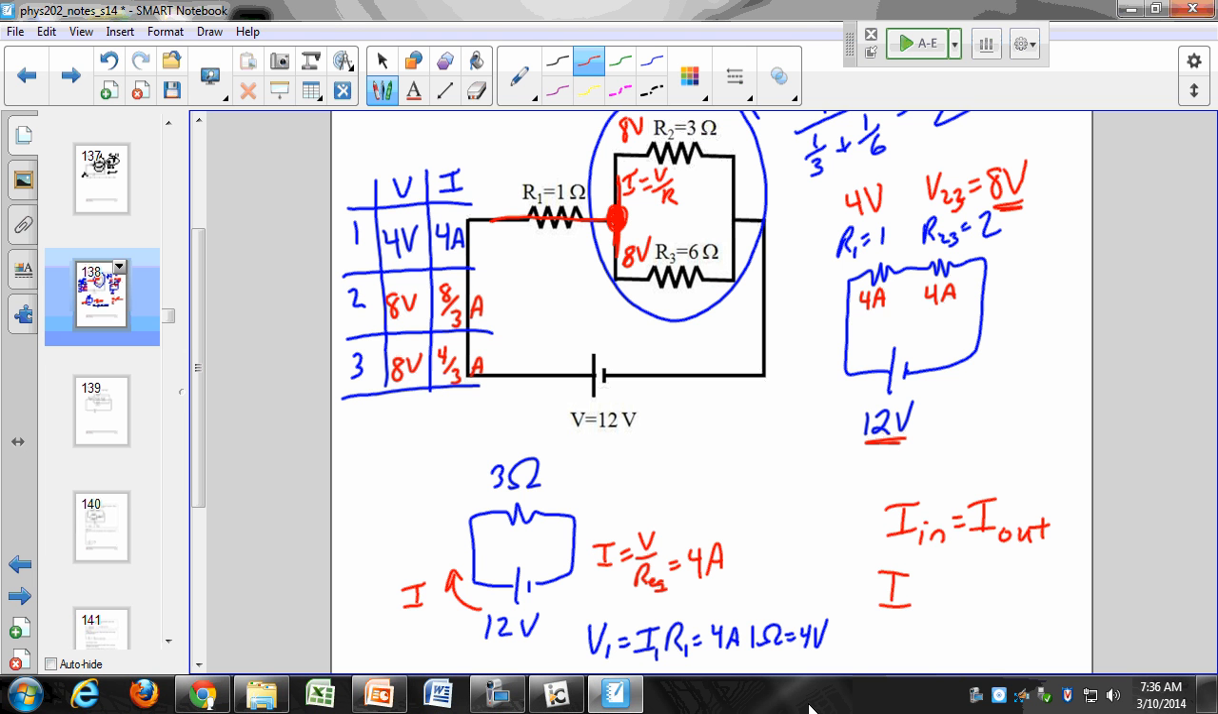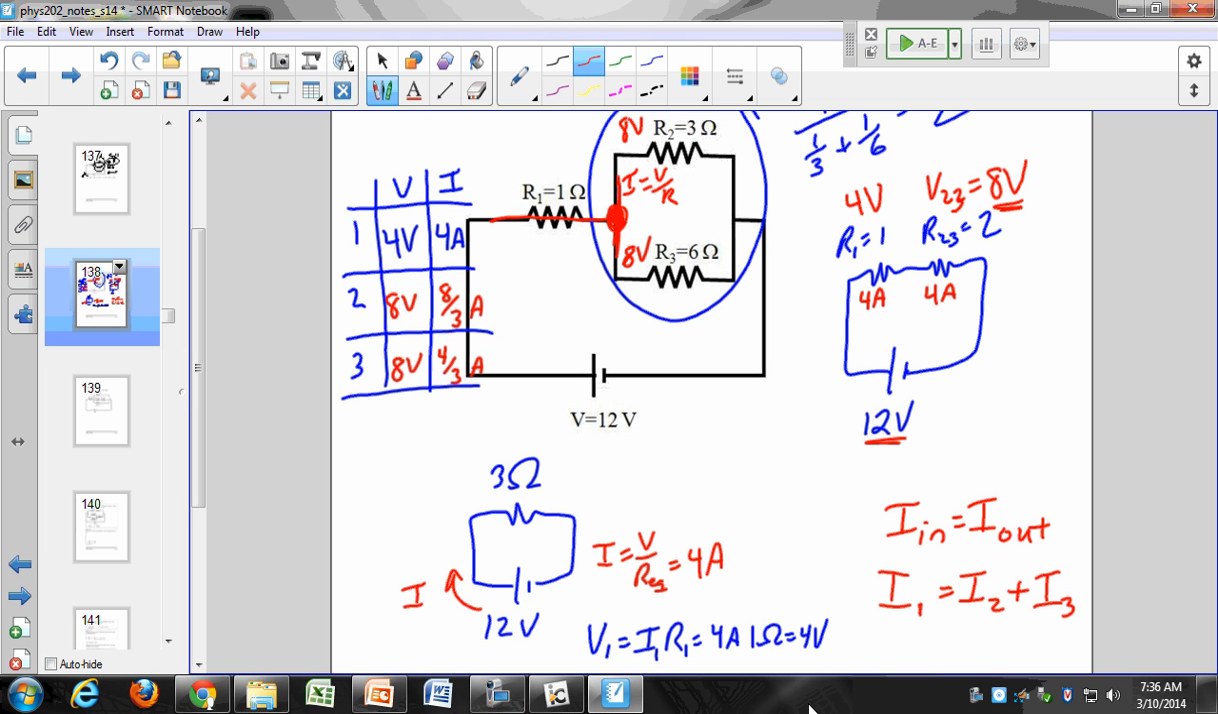Which current is going into that junction? 4 amps, right. I'm going to call it I1. And then that's going to equal the outgoing currents. Which currents are those? Right, I2 and I3. So I1 should equal I2 plus I3.